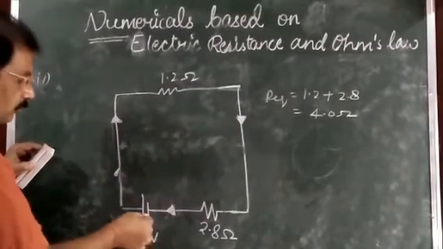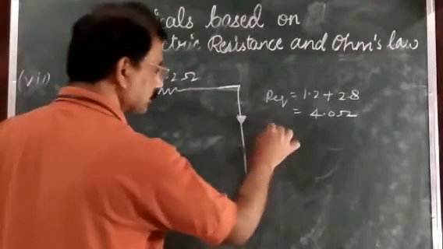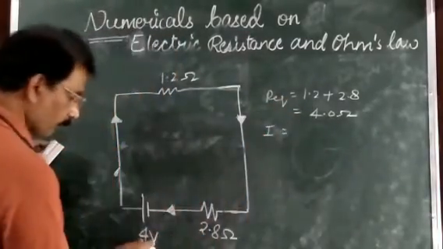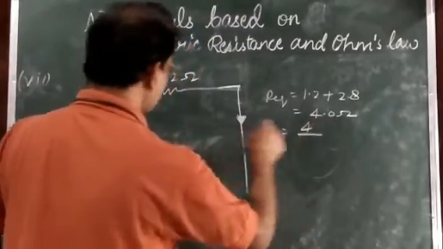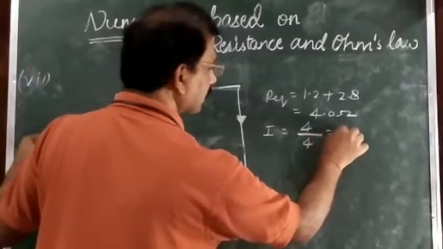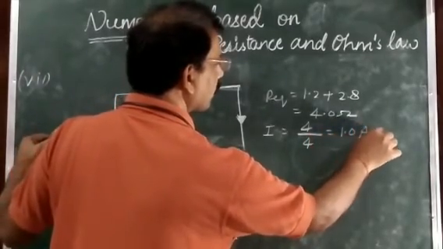And if anybody asks you what current is drawn from the cell, then the current I is equal to V upon R. V is 4 volt, and the equivalent resistance of the circuit is 4 ohm. In this way you will get the current.